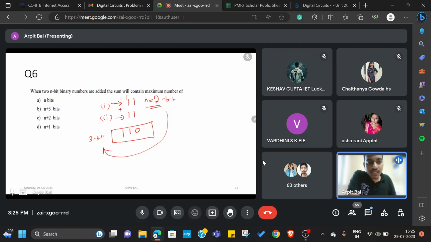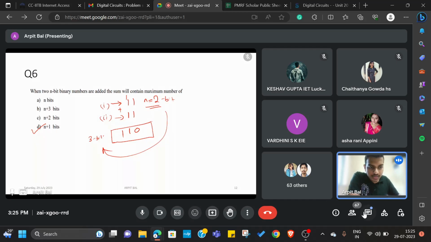So this experiment can be repeated for n is equal to 3, n is equal to 4, and by taking the maximum value numbers that are present for that particular n-bit binary number, we can observe that the result is n plus 1 bits. It can contain a maximum of n plus 1 bits. So from this observation, option D is correct.